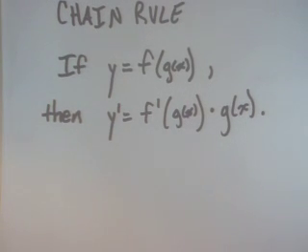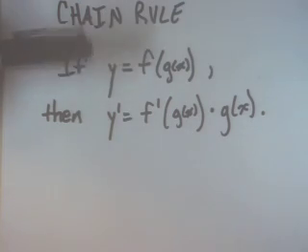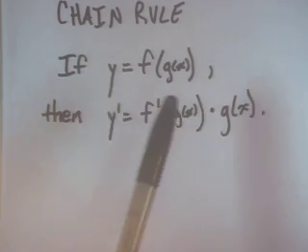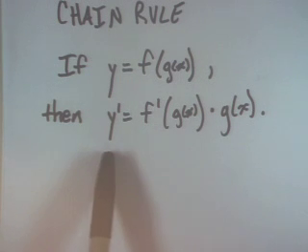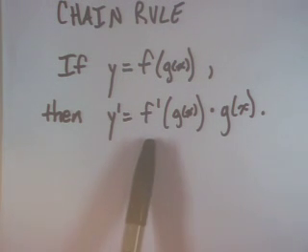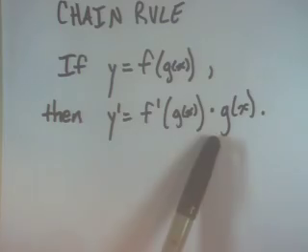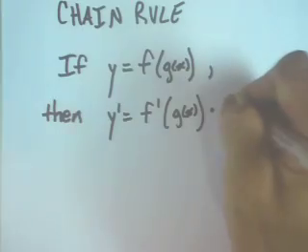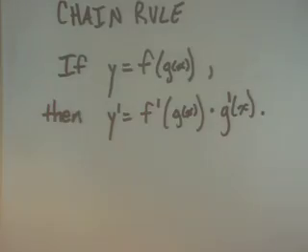This discussion will introduce the chain rule for differentiation. The chain rule is used when a function is a composition of two functions. If y equals f composed of g, then the derivative of y is equal to the derivative of f composed of g times g prime, the derivative of g. So, we have the chain rule here.